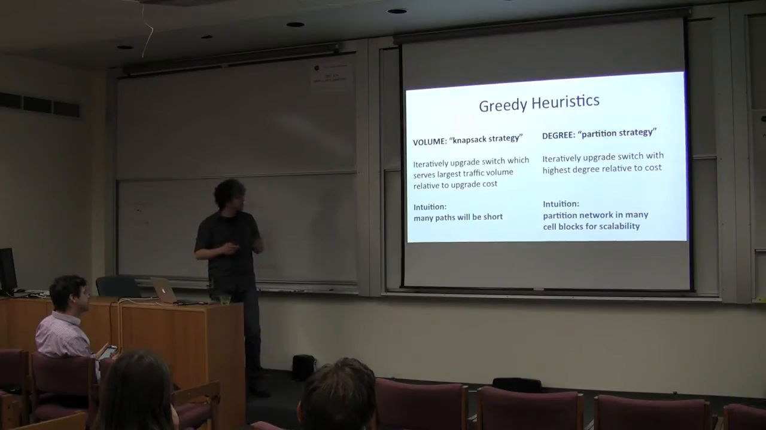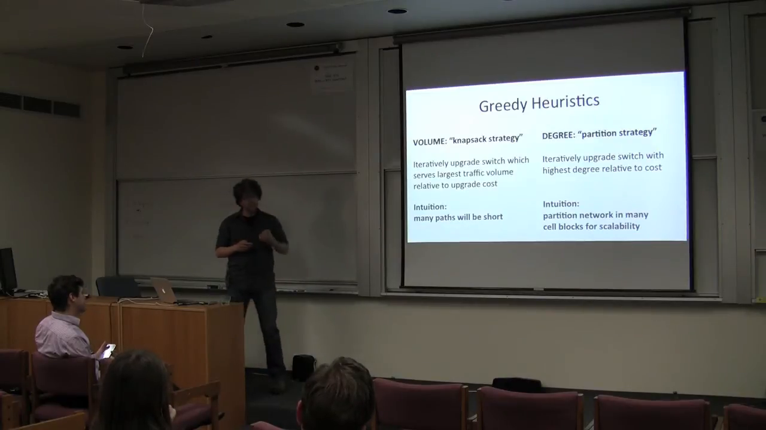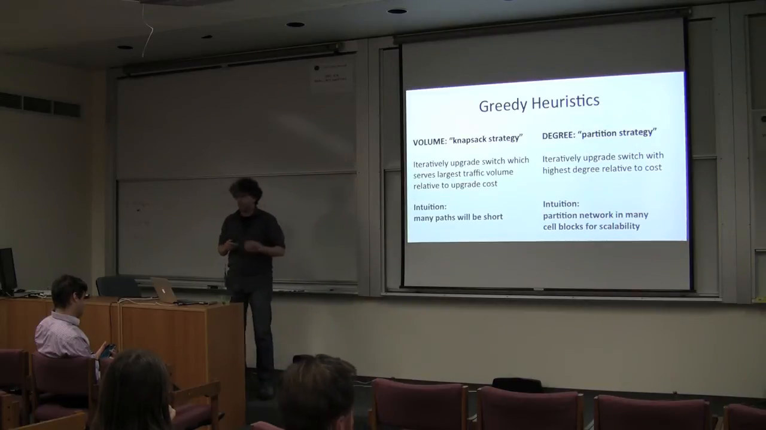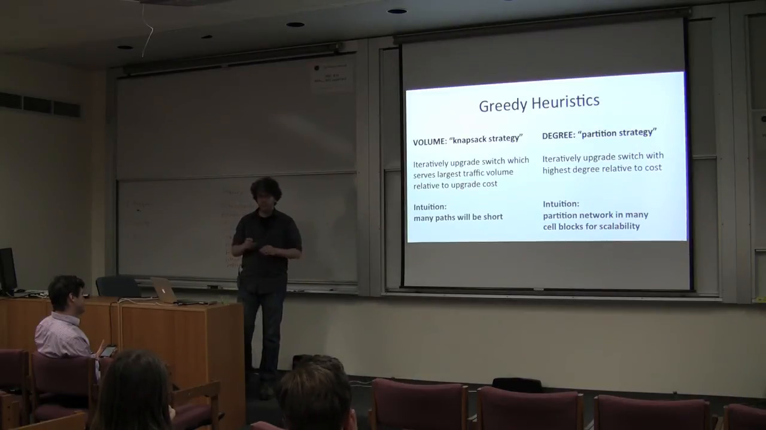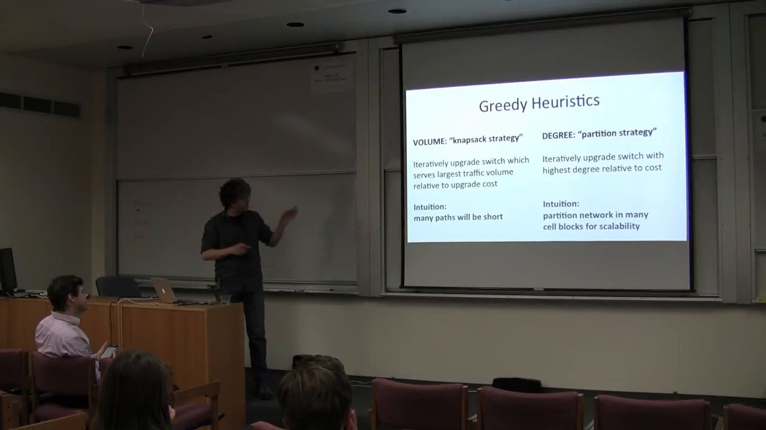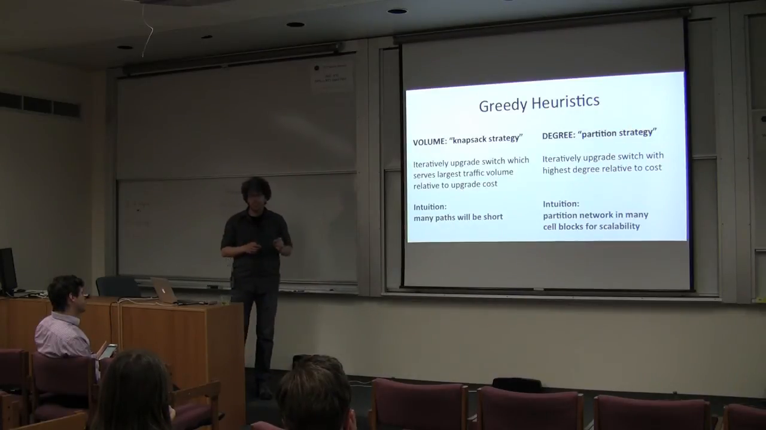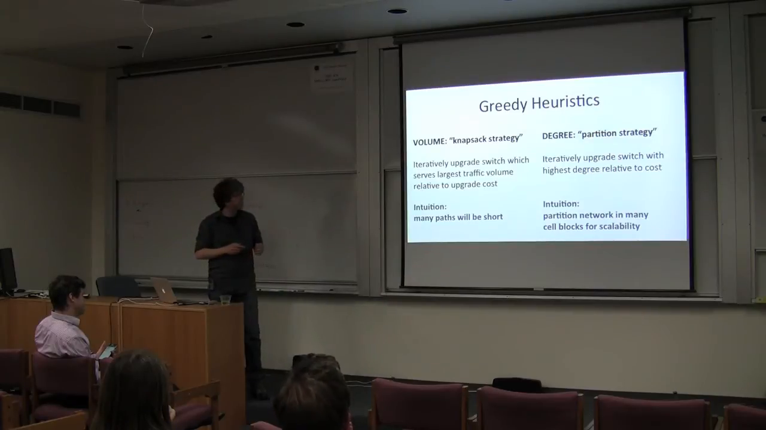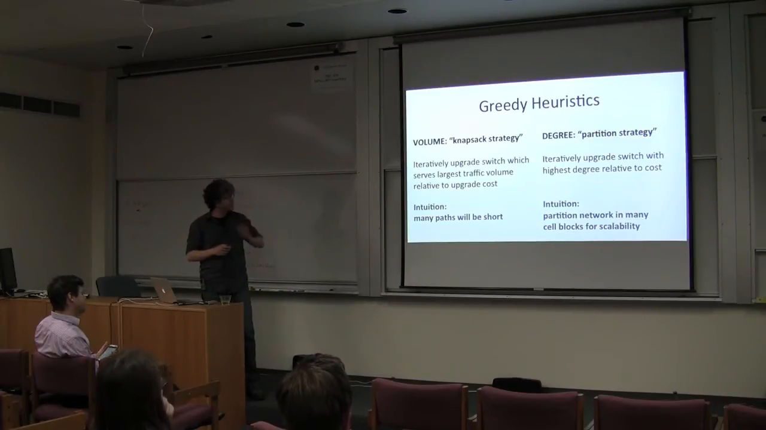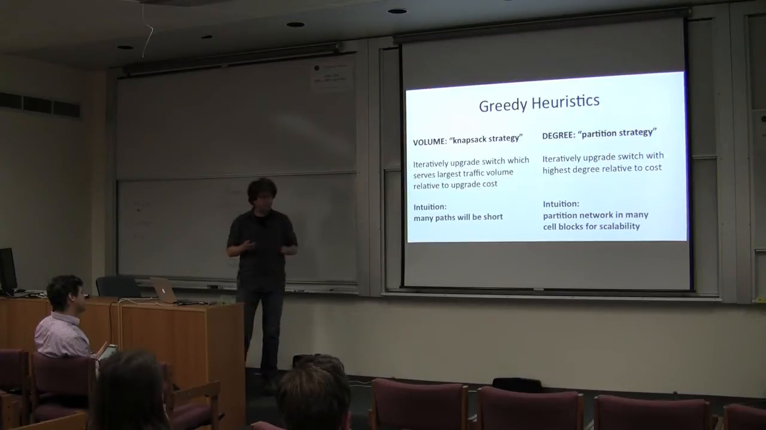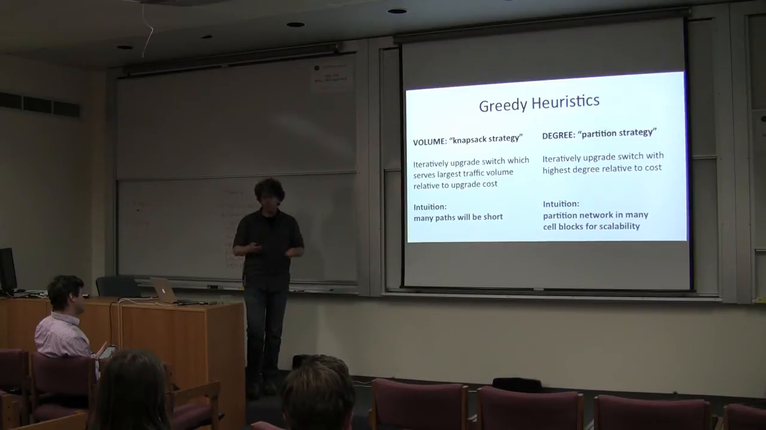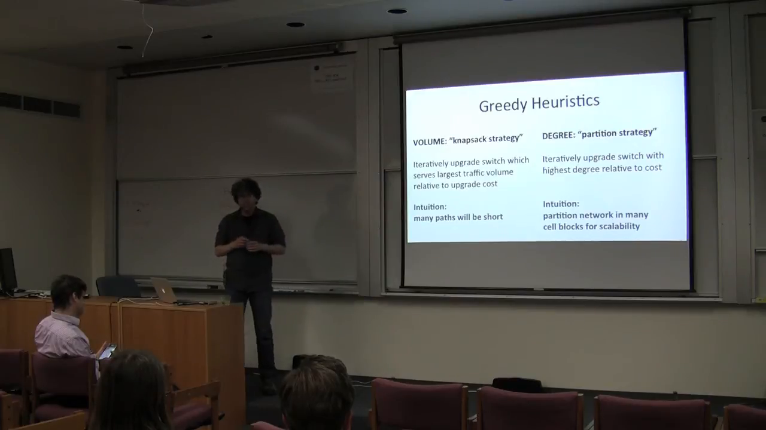So the first heuristic, the volume, is relatively straightforward. We iterate through the switches, and we select the switch that serves the most traffic volume relative to its cost to upgrade it. And recall, the cost to upgrade is a function of port density and other factors. And the traffic comes from the traffic estimates, again, which I'll get to in more detail a little bit later. The intuition behind the volume heuristic is that switches that handle lots of traffic may be more likely to reduce the number of hops that traffic is actually traversing because of the locality of the traffic to that switch.